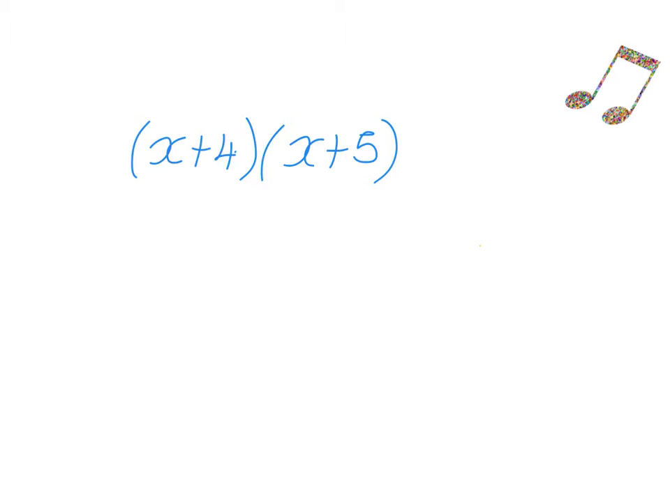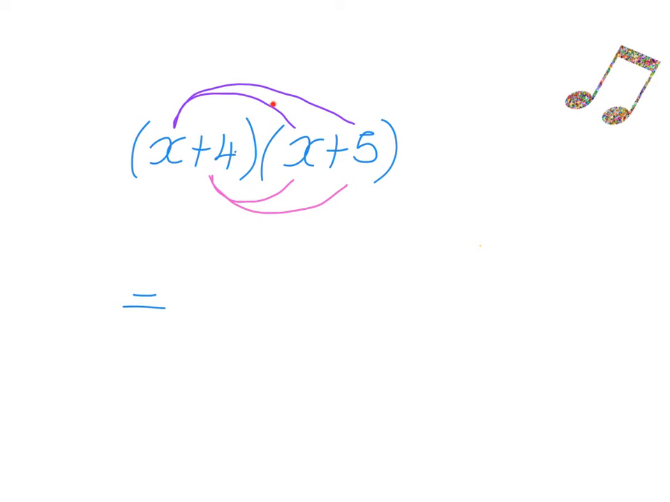So we're going to start with the first bracket and the first term. So that x, I'm going to multiply that x by everything that's in the second bracket. And once I've done that, I'm going to take that 4 and multiply that by everything in the second bracket. And that means that I've done all the multiplications.